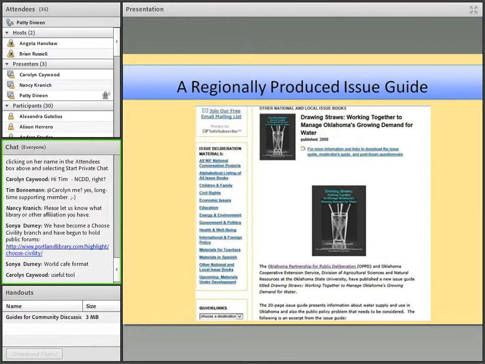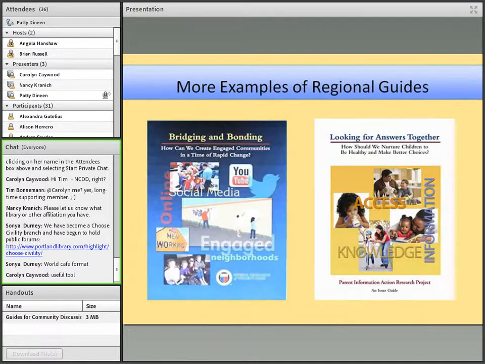Actually, this was a statewide project. The Oklahoma Partnership for Public Deliberation spent about a year framing and creating this issue guide about water management and growing demand for water, and they've made this freely available to anyone who'd like to use it, and you would find that in the category of other national and local issue guides. Here's a couple other examples.